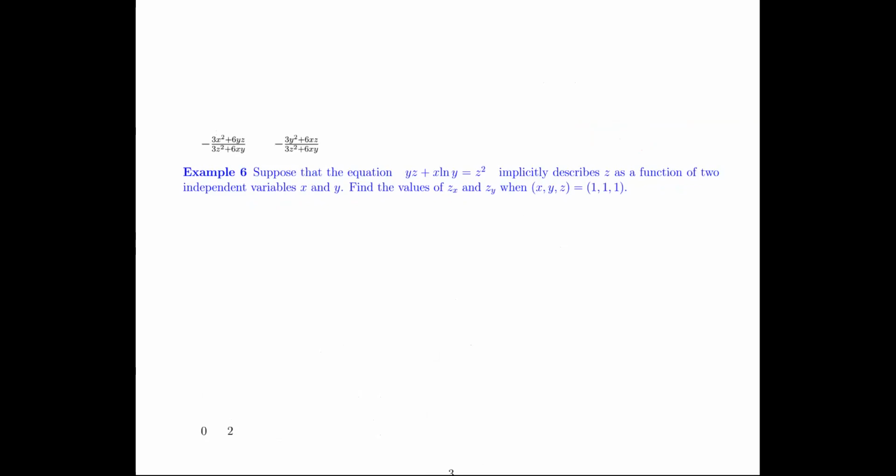So let's suppose that the equation yz plus x natural log of y is equal to z squared implicitly describes z as a function of the two variables x and y. So we have all the conditions that we need for our above formulas. We're going to find the values of z_x and z_y when x, y, and z is 1, 1, 1. First off, we need to write everything out in the form that we need it in. So this is yz plus x ln of y minus z squared is all equal to 0.